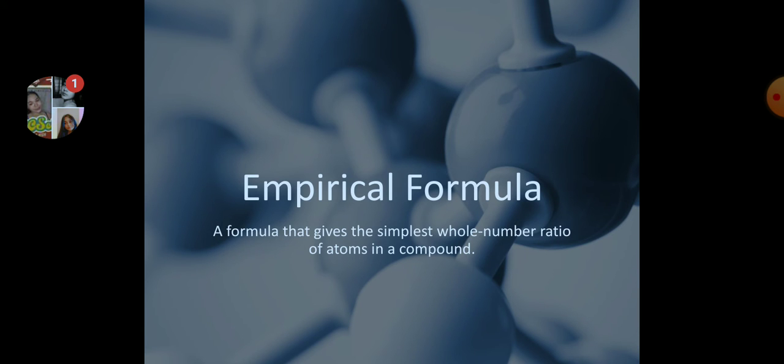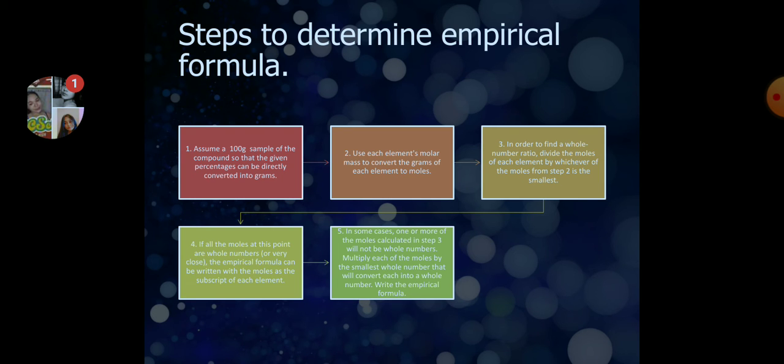Next, empirical formula. Okay, let's talk about the empirical formula. So, this is a formula that gives the simplest whole number ratio of atoms in a compound. Okay? Whole number ratio of atoms in a compound. So, actually, sinusolve po si empirical formula. So, this will be our first topic na involved yung solving. Pero don't worry, madali lang ito. So, these are the steps para makuha natin yung empirical formula.